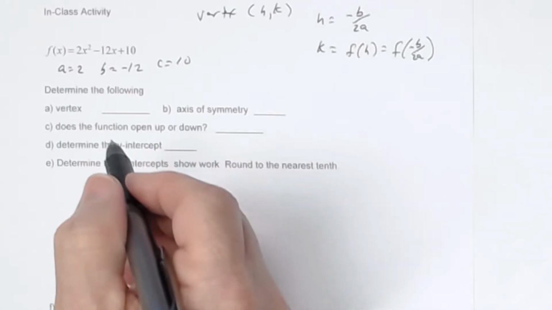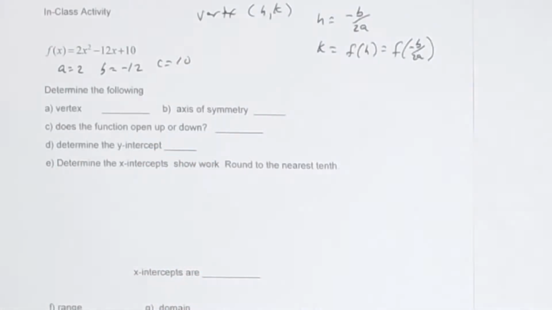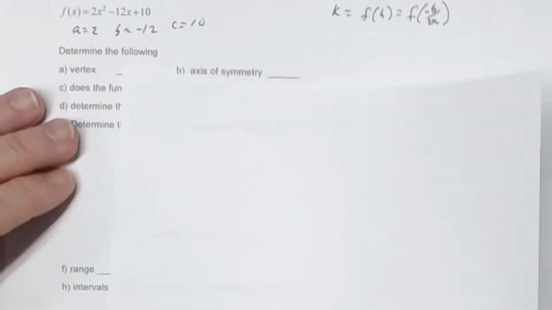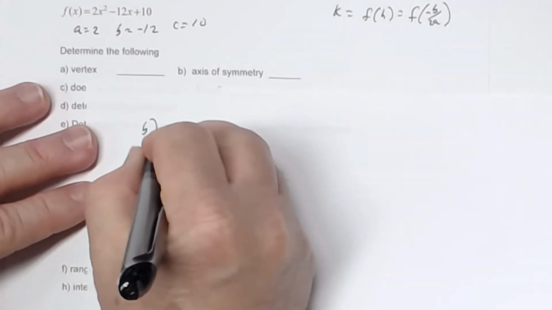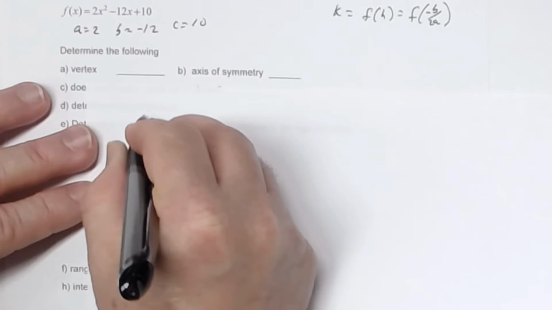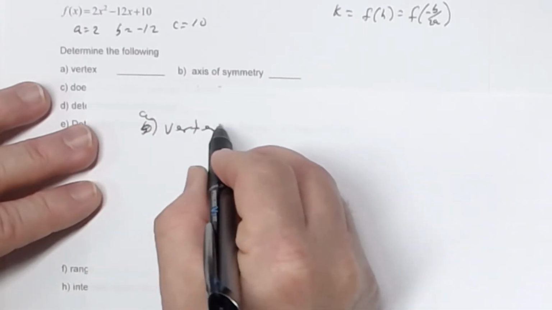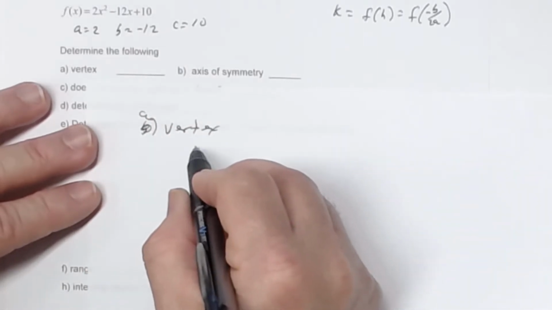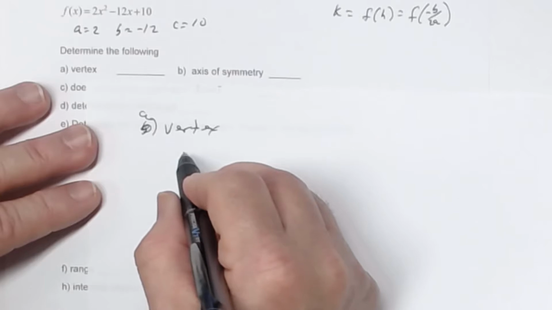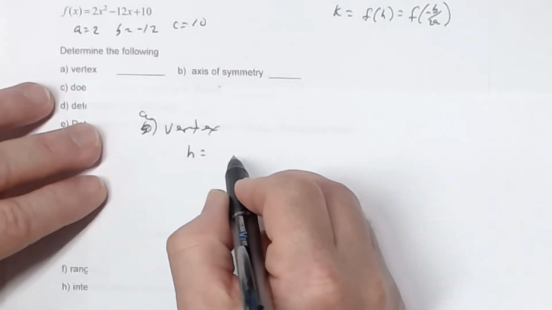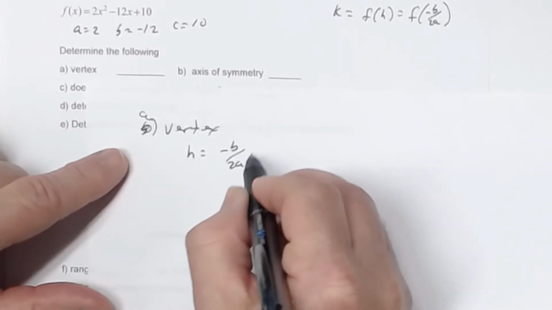All right, so we have to show the work. You are expected to show the work with this. Let me go ahead and use another sheet of paper. So here's the work for your vertex. We have to find the x coordinate of your vertex, so let's find h. h is negative b divided by 2a.